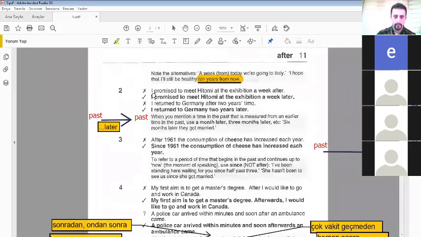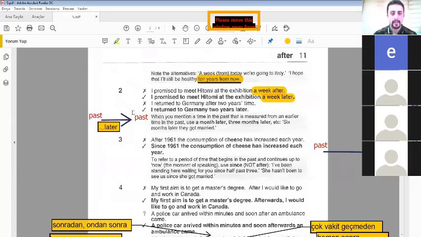Aslı, read number 2. I promised to meet Hitomi at the exhibition a week after. I promised to meet Hitomi at the exhibition a week later. Okay, what is promise? Promise means in Turkish, you say... yes. So I promised to meet Hitomi at the exhibition a week after, a week later. A week after is wrong. A week later is true.